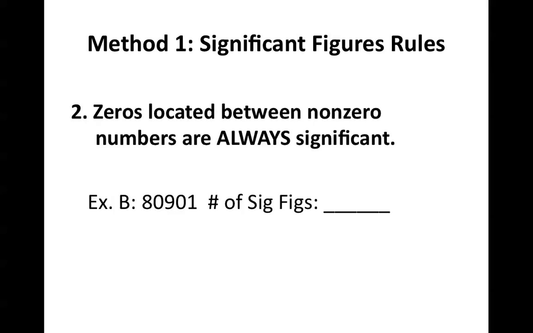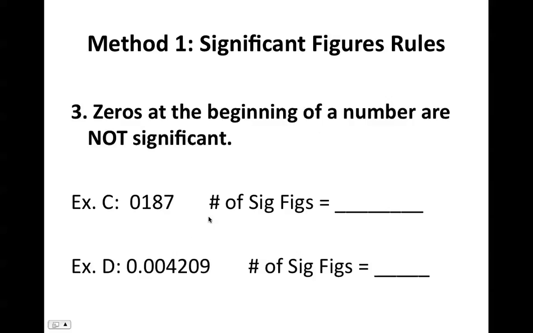Rule number 2, zeros located between non-zero numbers are always significant. In this number, 80,901, this 0 is between 8 and 9, so that's significant. This 0 between 9 and 1 is also significant. So I have a total of 5 significant figures.